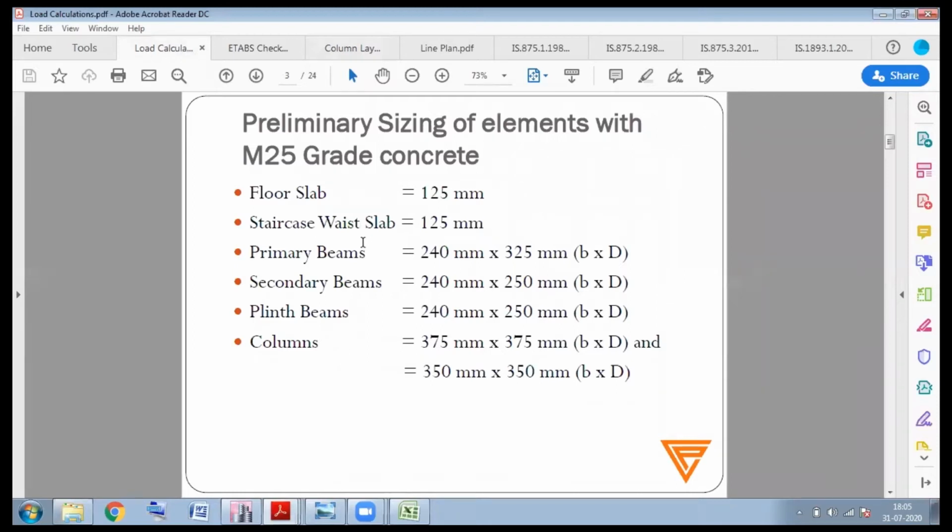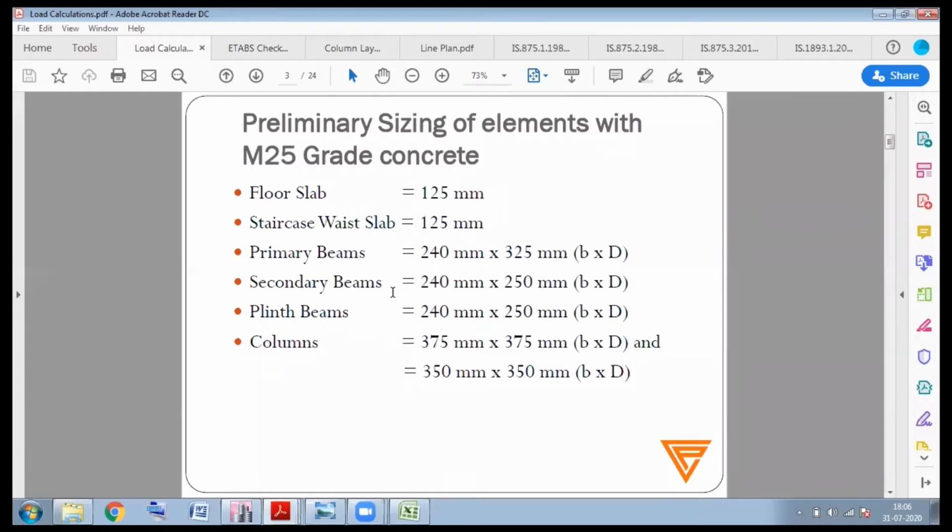For the primary beam, secondary beam, and plinth beams, we have different sizes. The primary beam is 240 by 325 mm, that is breadth into overall depth, and the secondary beam is 240 by 250 mm, and the plinth beam is 240 by 250 mm. For the columns, we have two sizes: one is 375 by 375 mm, that is breadth into overall depth, and the other is 350 by 350 mm. So our column is a square column.